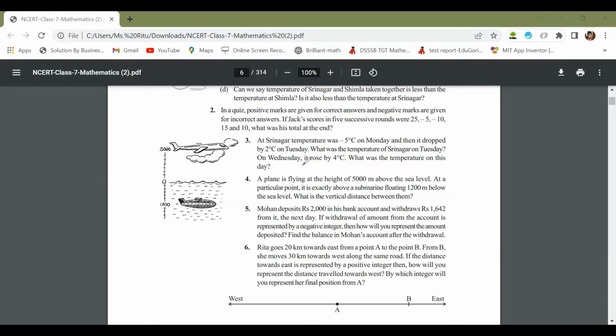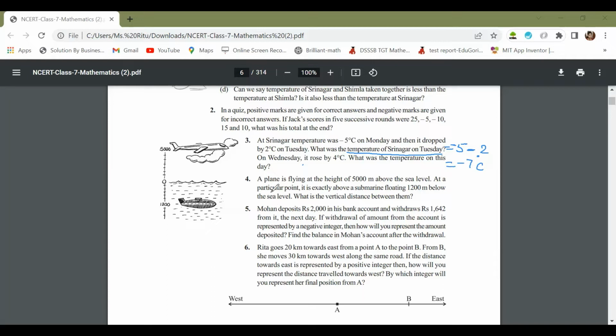Now, temperature of Srinagar on Tuesday equals to minus 5 minus 2. Why are we doing this? Minus 5 is the temperature on Monday and it's dropped by. Okay? Dropped means minus 2. So it is minus 7 degrees Celsius. So this is the answer of temperature of Srinagar on Tuesday. So write properly step by step. So whatever I'm saying, like temperature at Srinagar on Monday equals to minus 5 degrees Celsius.